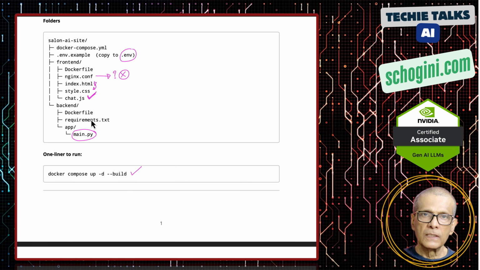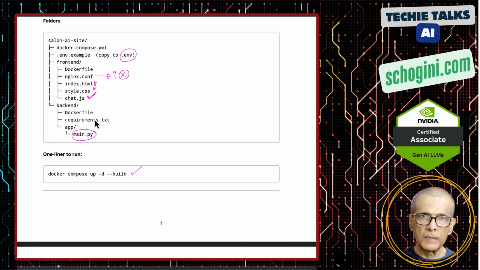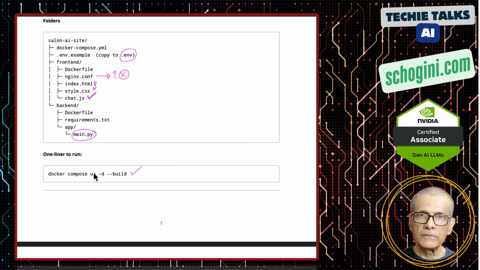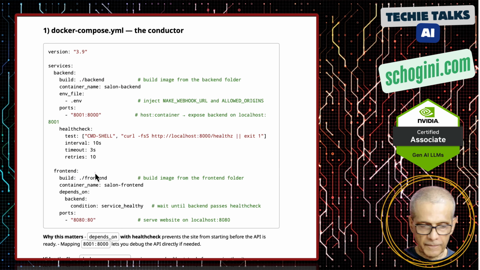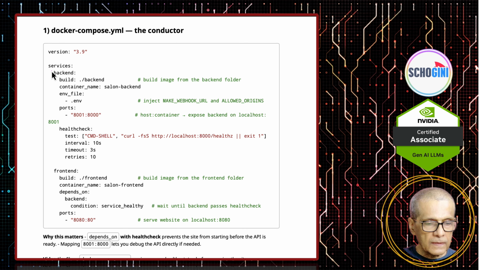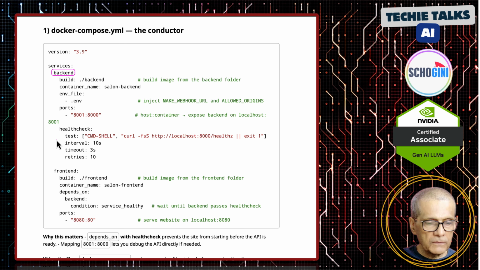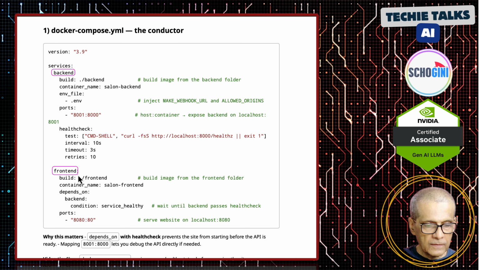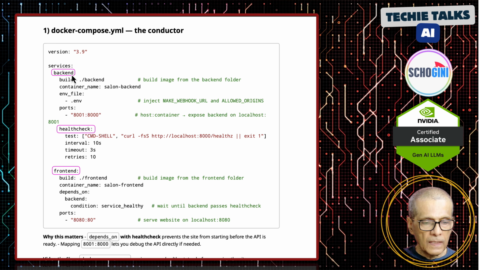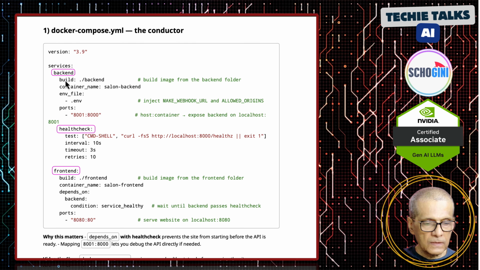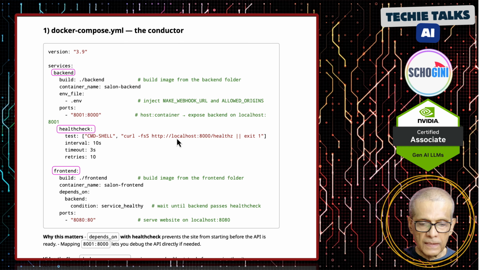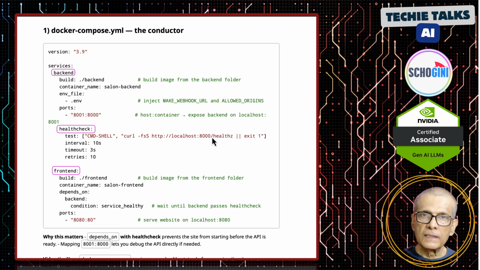So all you need to launch the application is clone the repo URL which is given in the description and execute this command, provided you have Docker installed on your machine. So let's look at the Docker Compose.yaml. It has two services, backend and frontend. And backend is the Python application, and the backend also has a health check provided. So that it will begin serving only when the health check endpoint is working.